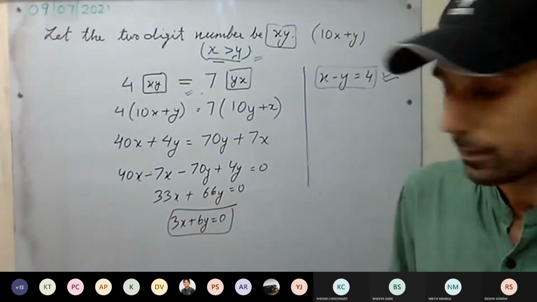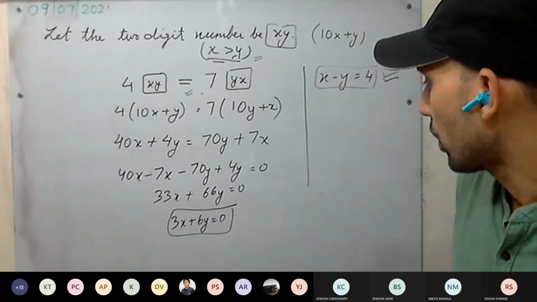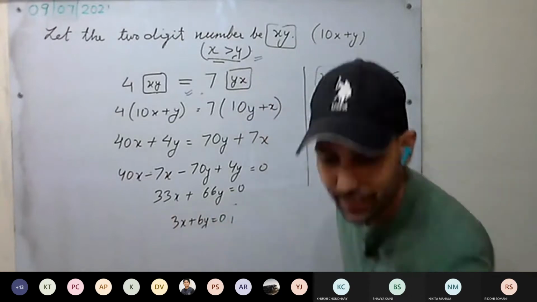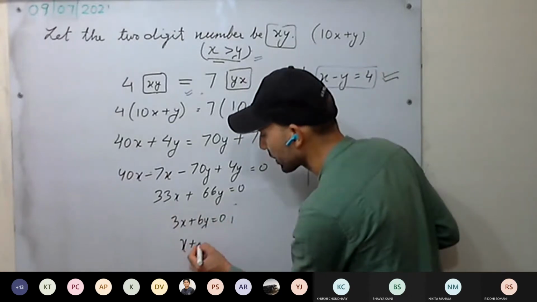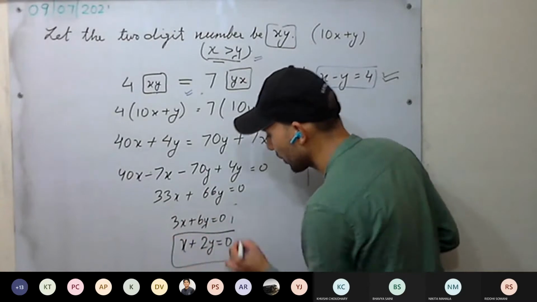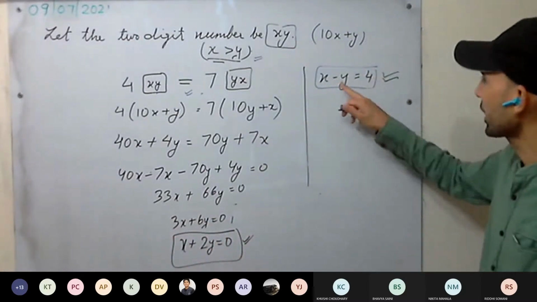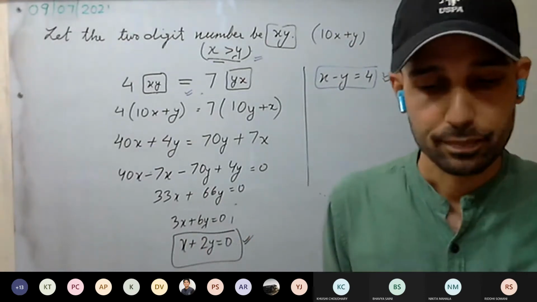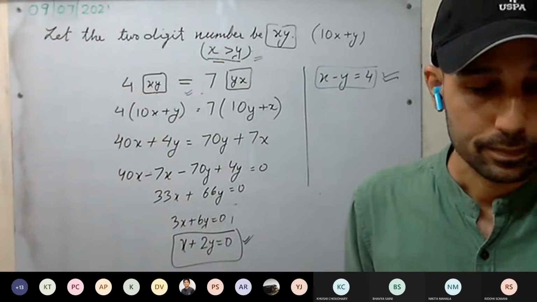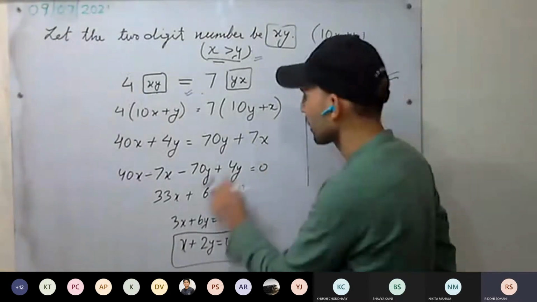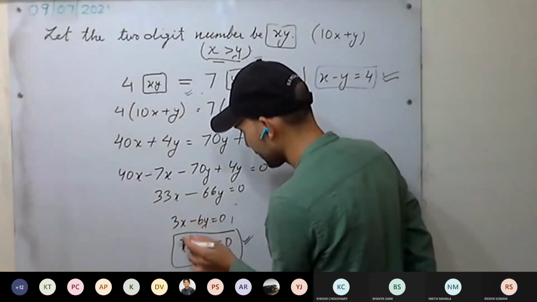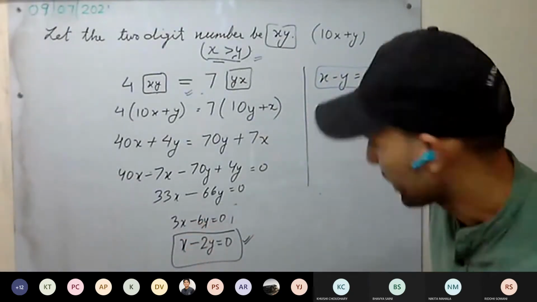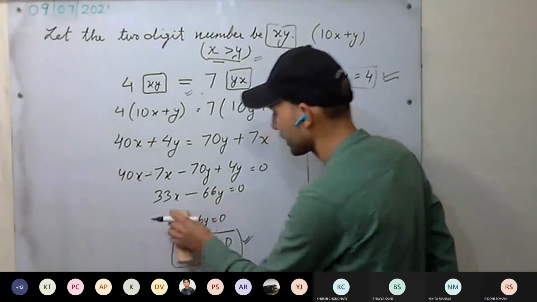Further as well we can divide: x minus 2y equal to 0. This will be our further reduced equation. Understood? x minus y equal to 4, x minus 2y equal to 0. Solve them, find the value of x and y. Sir, there will be minus 66y. Yes, sorry, minus. x minus 2y, thank you. Welcome, sir.